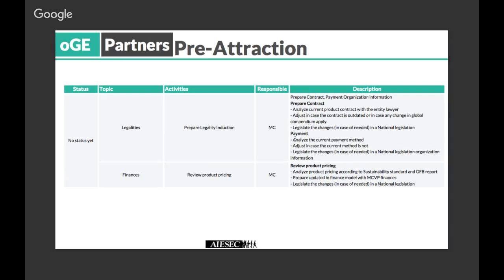Also, we are revising the payment method. We analyze the current state of the payment method, adjust in case the current method is not good enough, and legislate the changes in case it's needed. The second step of the preparation process is finances. So as the MC team, we review our product pricing, right? We analyze product pricing according to the sustainability standard and the Global Finance Board report. We prepare updates on the finance model with the MCVP finances, and we legislate those changes if needed.